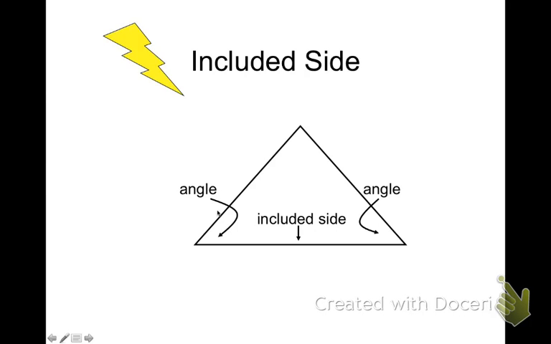So, fill in the blanks made it easy for you. Quickly, the included side here: if we had two angles, the side that would be between the two angles would be what's known as the included side. So, what I have to do there is just put the appropriate arrows.